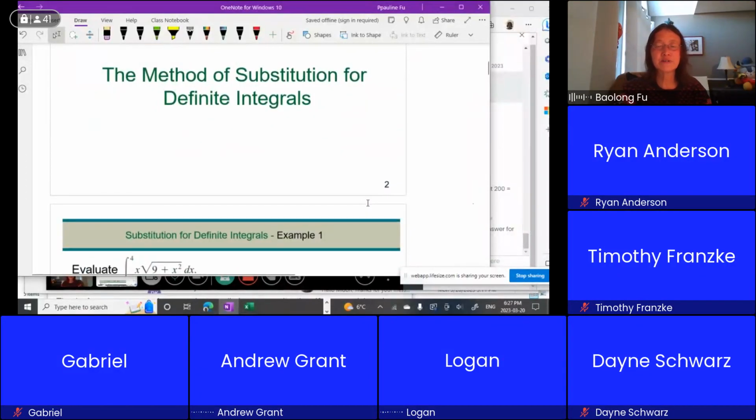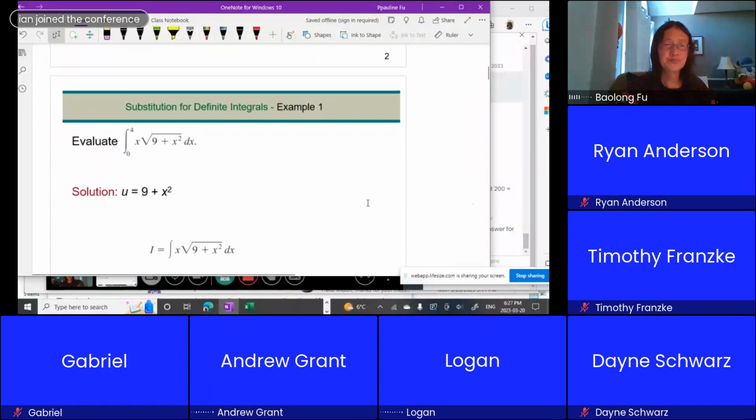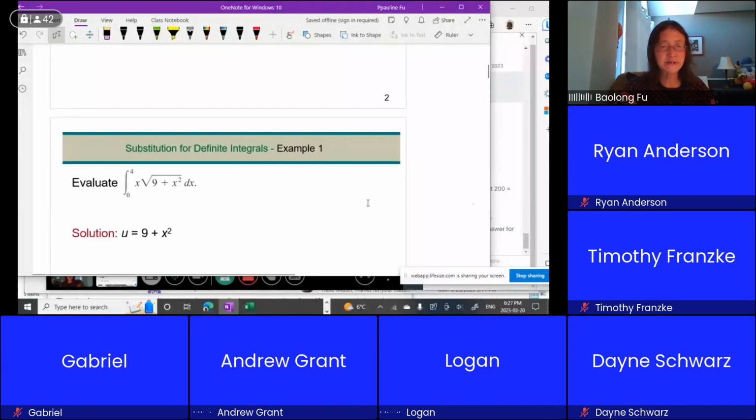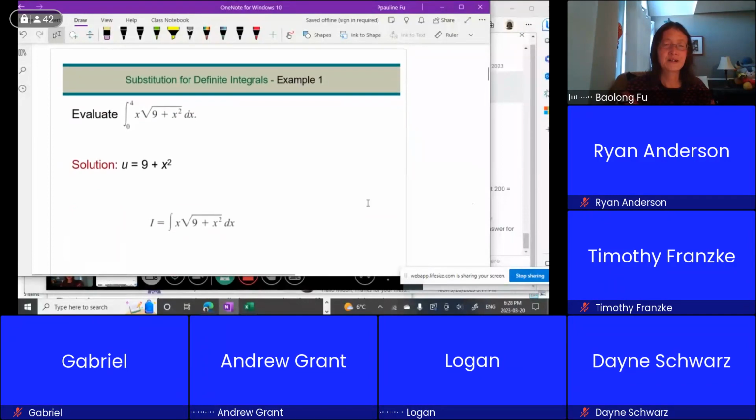Method of substitution for definite integrals. This part, you need lots of practice. Lots of practice, okay? To practice, when you go home, you do this example first, then do the textbook example, and then do some exercises from the textbook. Okay. So, evaluate the definite integral.